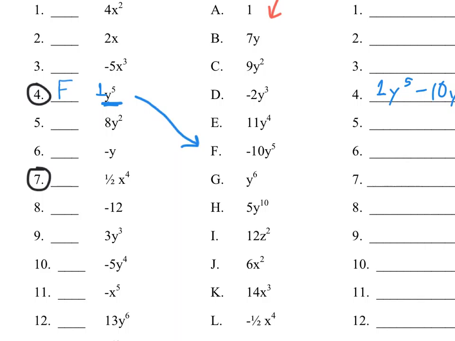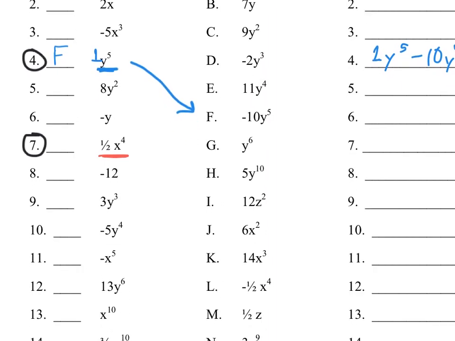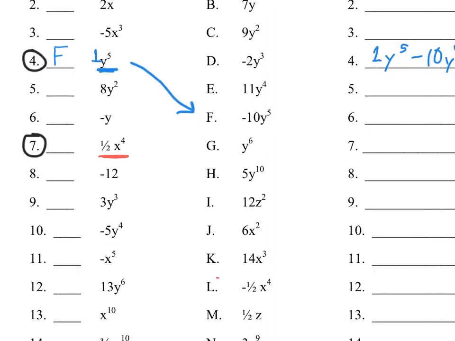Now let's take a look at number 7. Number 7 is 1/2 x to the 4th. So for us to find a like term for 1/2 x to the 4th, we need to find another term that has an x to the 4th in it. That term is down here in L. So the answer here for 7 is L, since they both have x to the 4th terms in it.